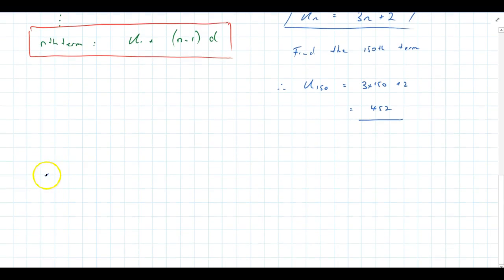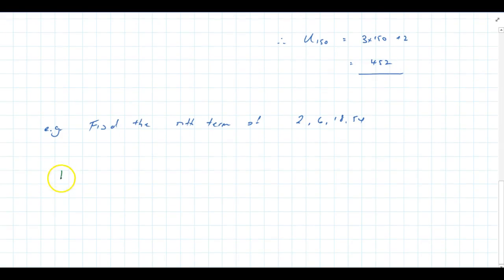So the question is the nth term of, what were we talking about before? 2, 6, 18, 54, that one there. Common ratio. What's the nth term of it? Well, what's our first term? Our first term we're going to define, as we did with all sequences, as u1.